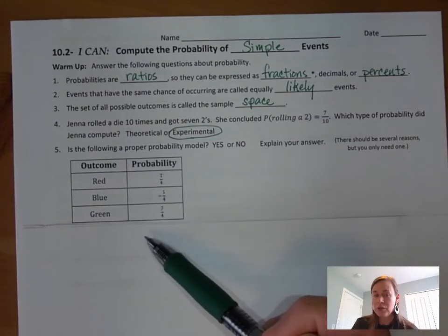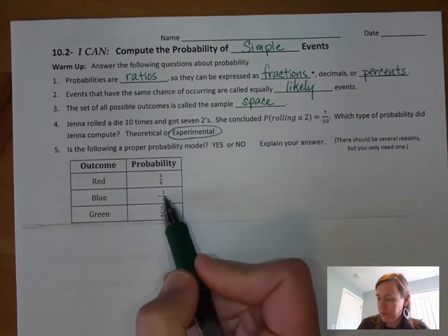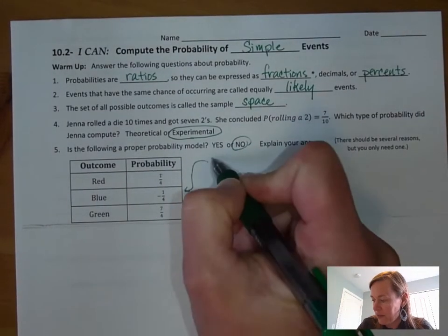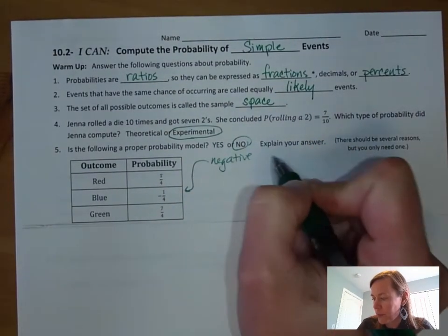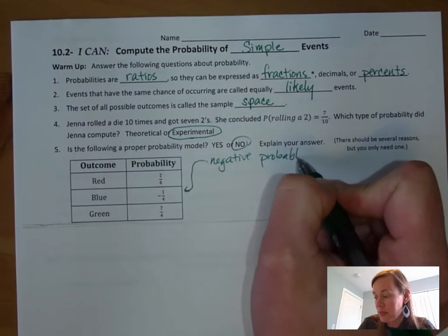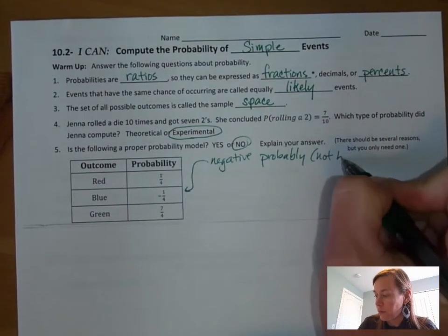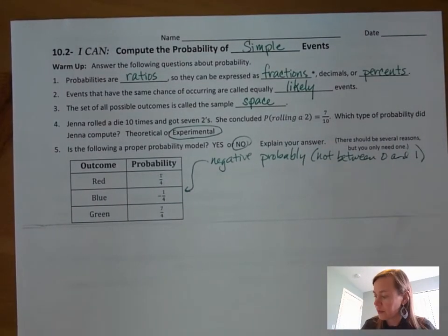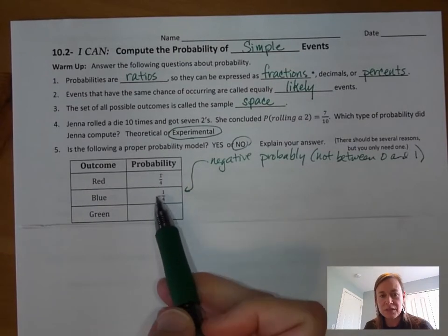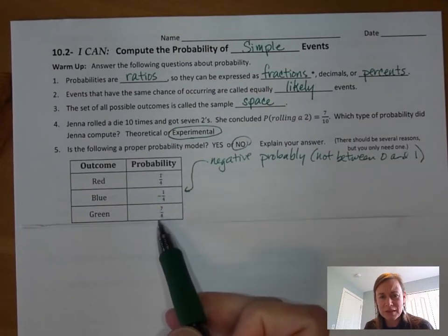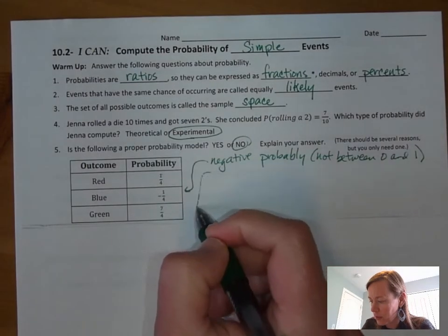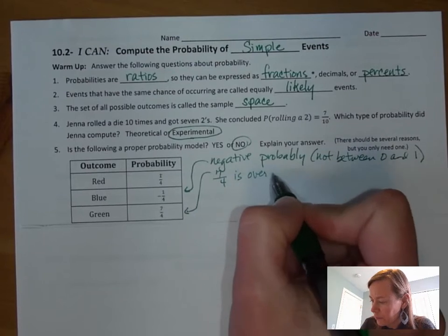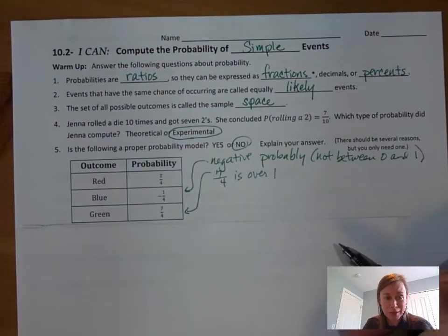First of all, are they all between 0 and 1? No. First of all, we've got a negative number here, so I'm going to go ahead and circle my no. We have a negative probability, so in other words, that is not between 0 and 1. All right, what else? 1/4, that's between 0 and 1, good. What about 7/4? That is not between 0 and 1, so 7/4 is over 1. So in other words, it's not between 0 and 1.